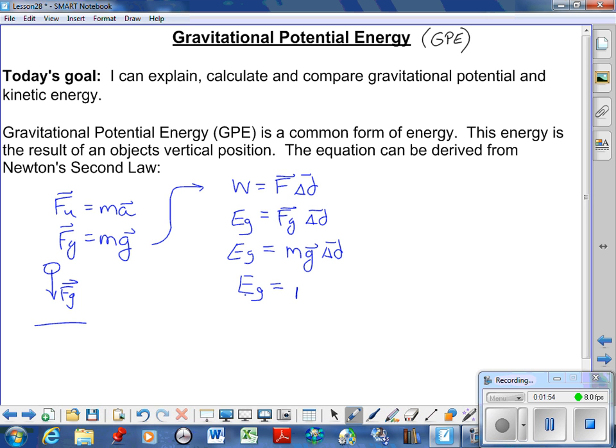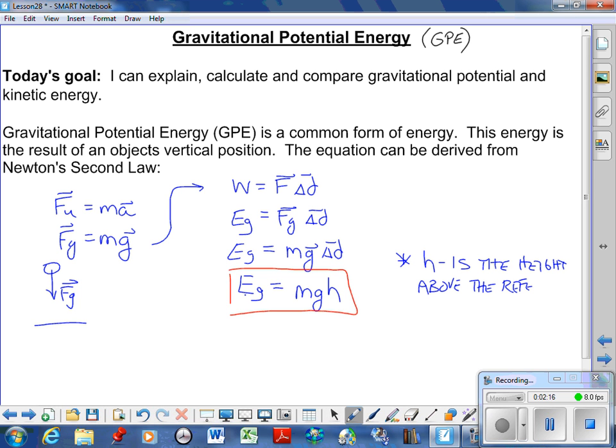Eg equals mgh, and h is the height above the reference point. I'll talk about that a little bit later on. Now, for the most part, our reference point will be the surface of the Earth. But you can really measure your energy relative to any point, so you can move that line around a little bit.